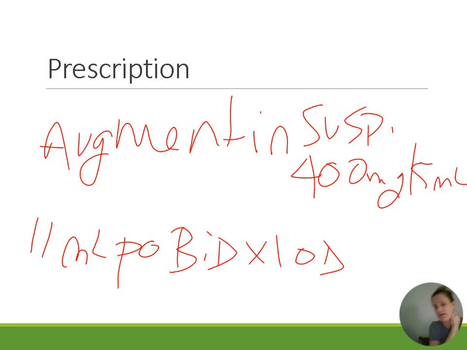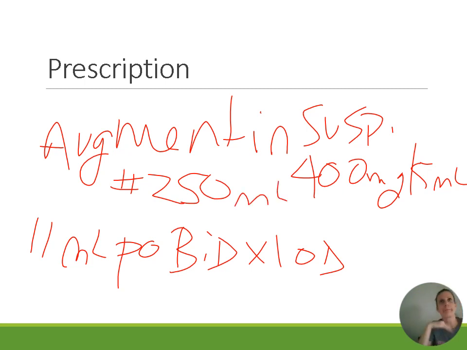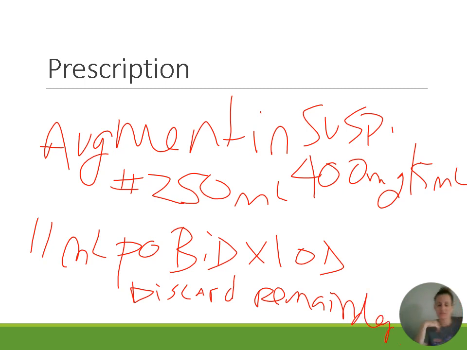So 11 mLs twice a day, that means 22 mLs a day. For 10 days, that means they need 220 milliliters. I'm sure it does not come in a 220 milliliter bottle, so we can say dispense 250 mLs. That will give the mom plenty to do the 10 days, and actually there's a little extra for spillage. However, I'm also going to add at the end of this, discard remainder, because suspensions are only good for a certain amount of time.